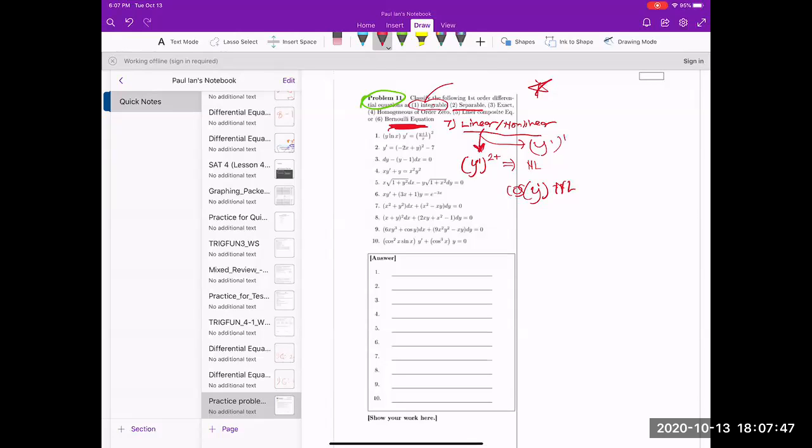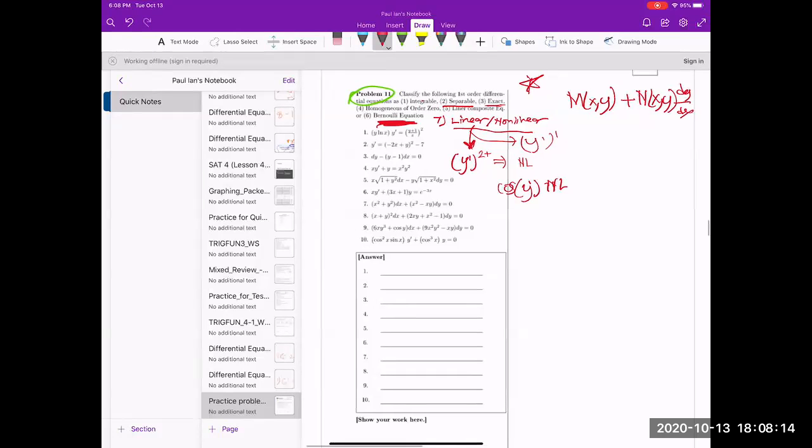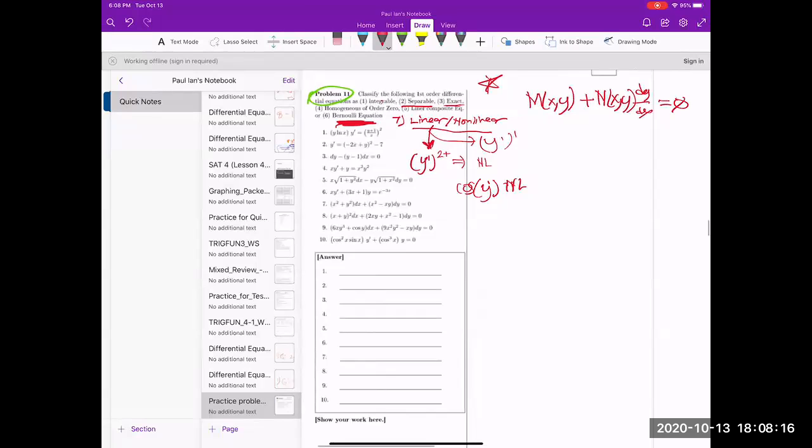And then the separable one is when you can separate y and x. Also the exact. What about that one? I do remember he was mentioning things like you would have an M(x,y) plus N(x,y) dy/dx equals 0, if you can fit it. So this is exact. Also the Bernoulli.